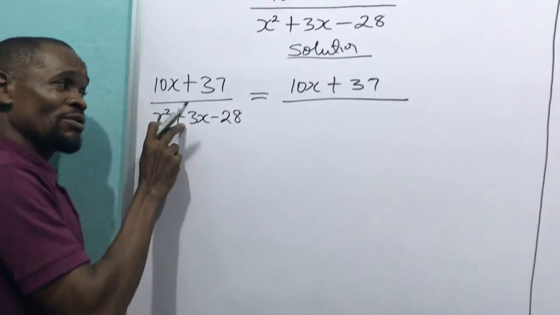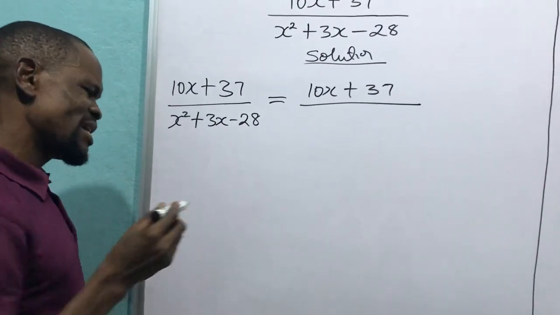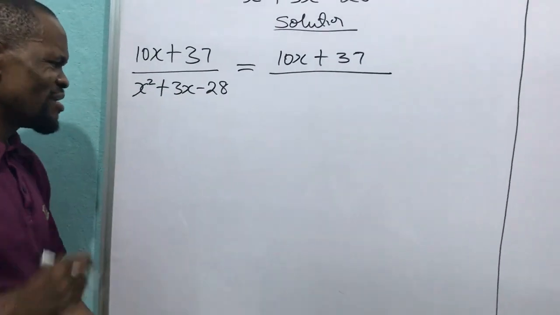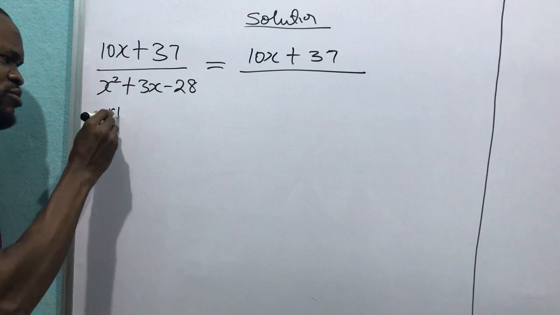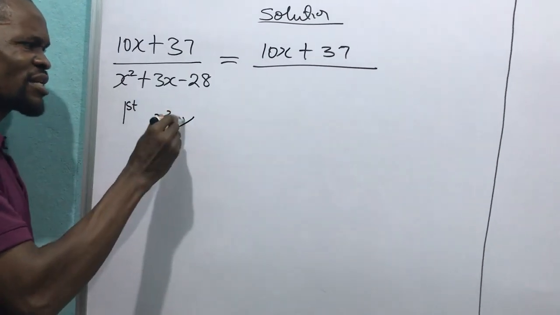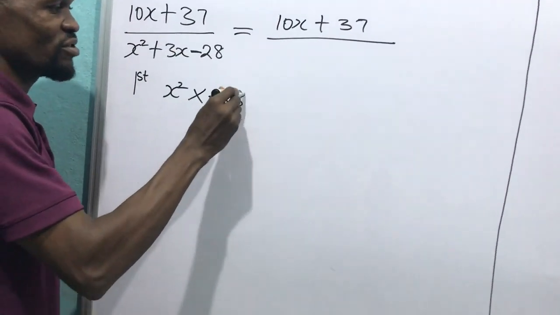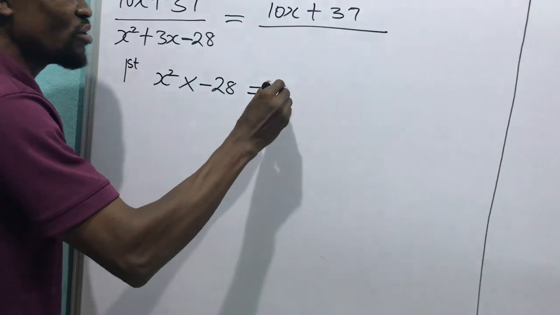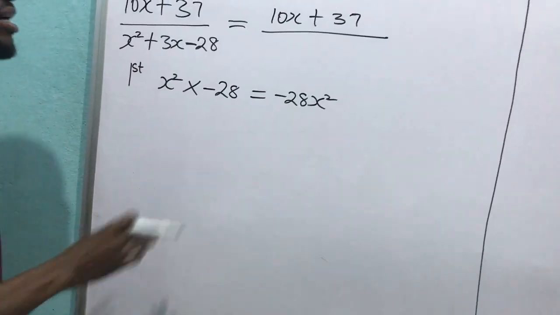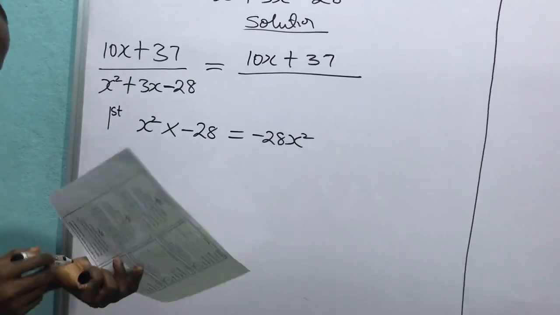expression. Look at the quadratic expression. I can factorize this. What will I multiply together? I want to factorize this, so I ask myself, what will I multiply together? The first thing I will do is take x raised to power 2, which is this, times minus 28. That's what they give us. And that will give me minus 28 x squared.